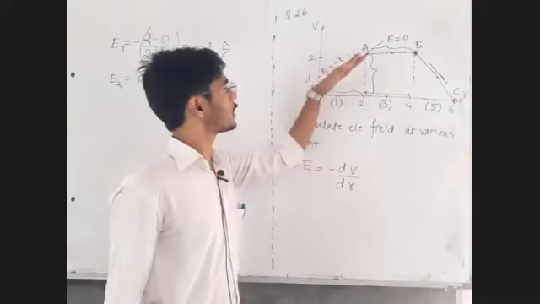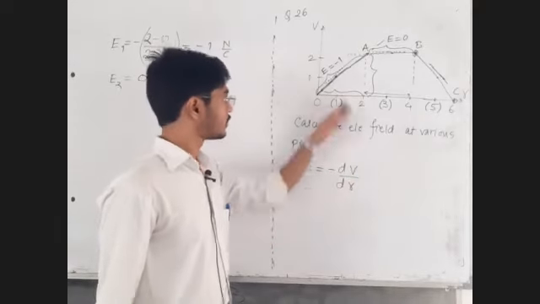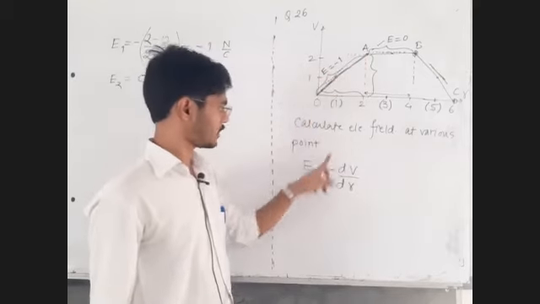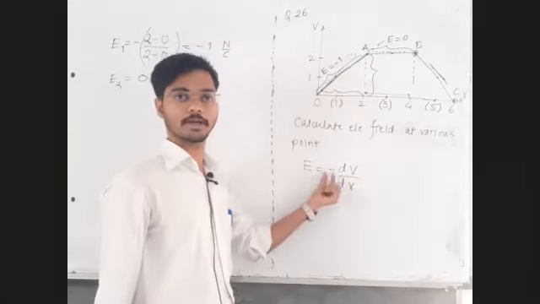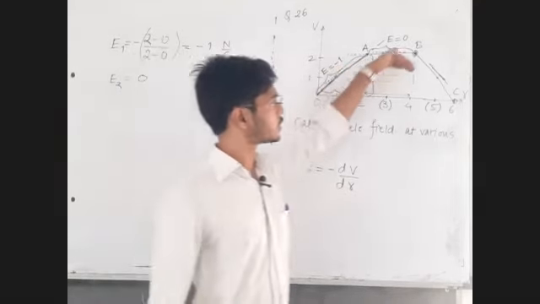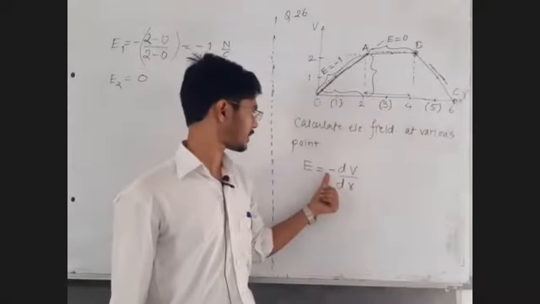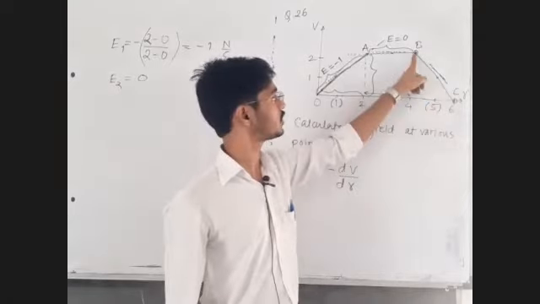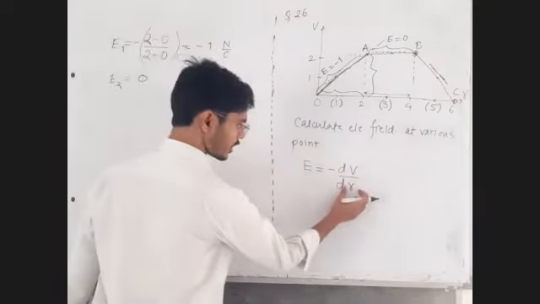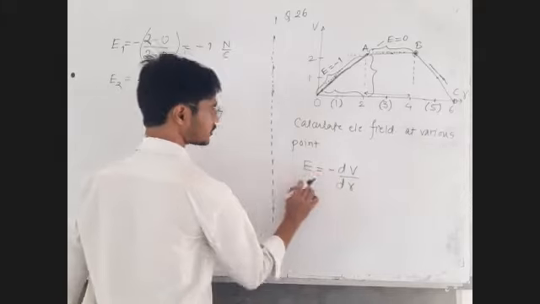This is a positive slope line. For this line, slope dV by dr is positive, but one more negative sign is already present, so slope is multiplied by a minus sign. Here the slope will be negative, but multiplied by a minus sign. So ultimately the electric field here should be a positive value. Where the slope is positive, the electric field is negative, and where the slope is negative, the electric field is positive.